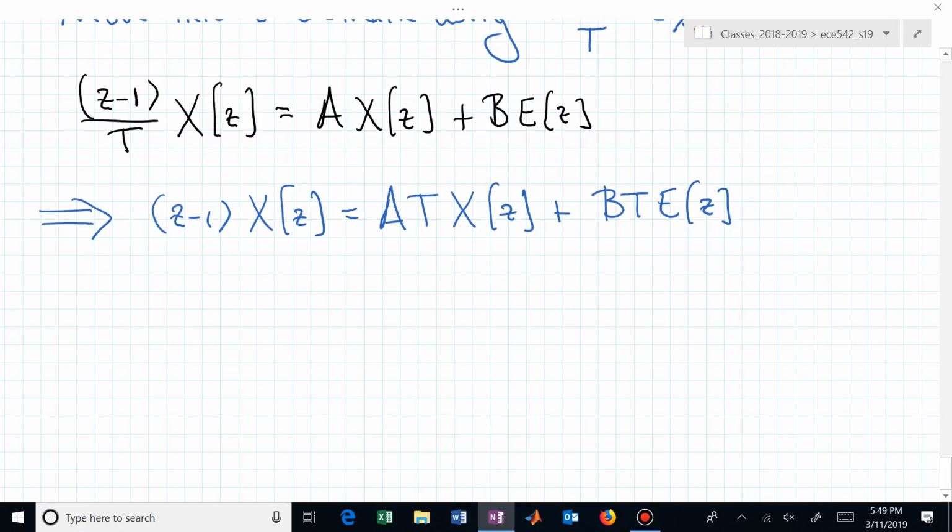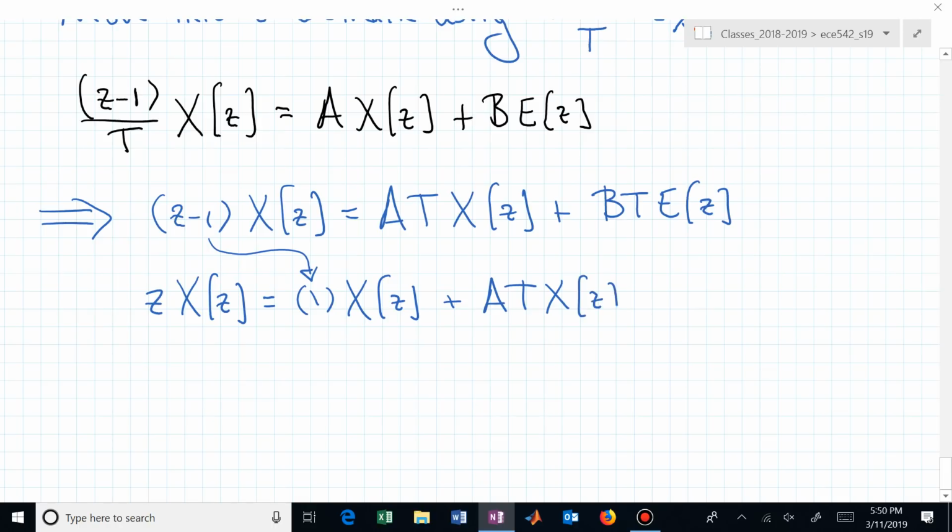Let's now isolate or put all of the z's that are scaling expressions on the left-hand side. And there's only one such term. We have z times capital X of z. And then we have 1 times x of z, that's this guy coming over from the left side of the equality sign, plus AT times x of z plus BT times E of z.